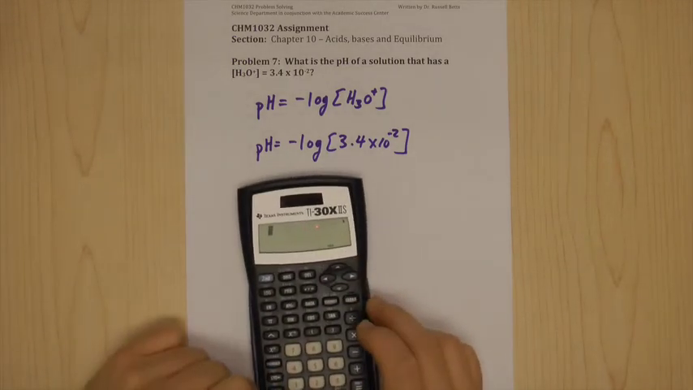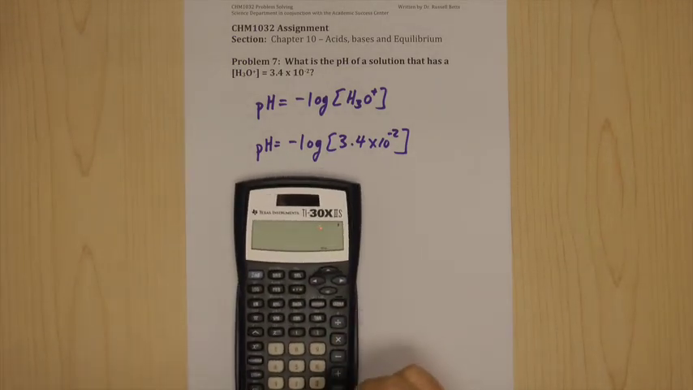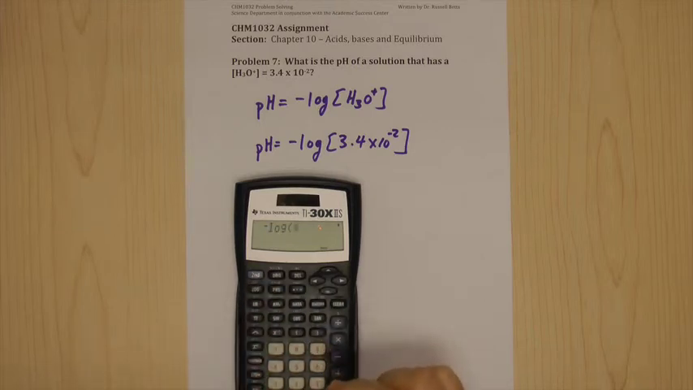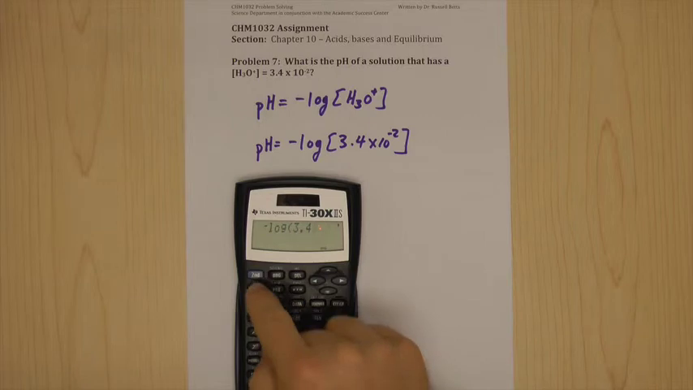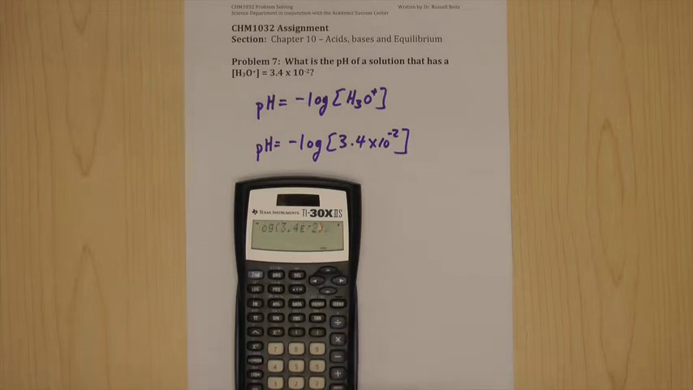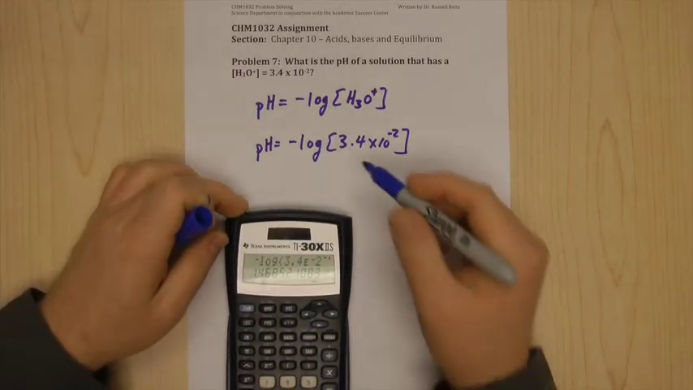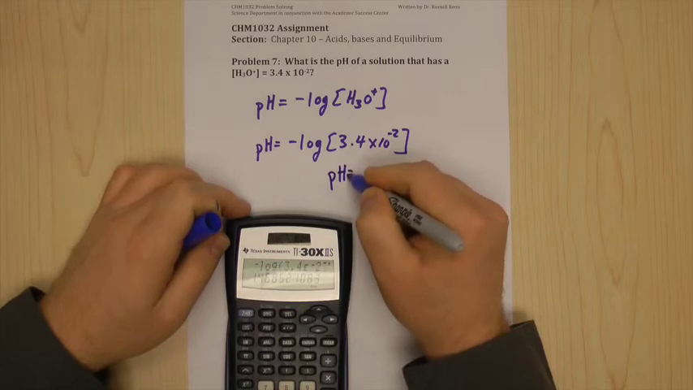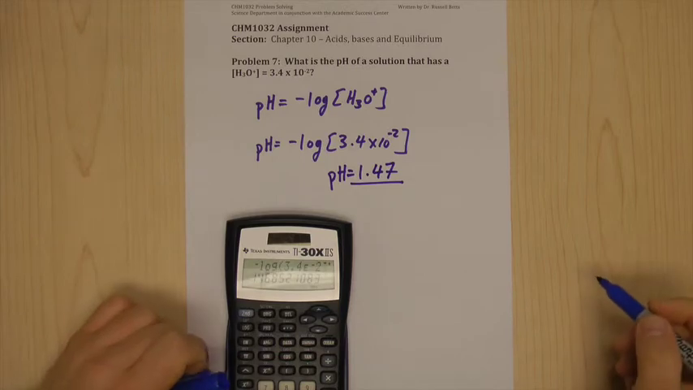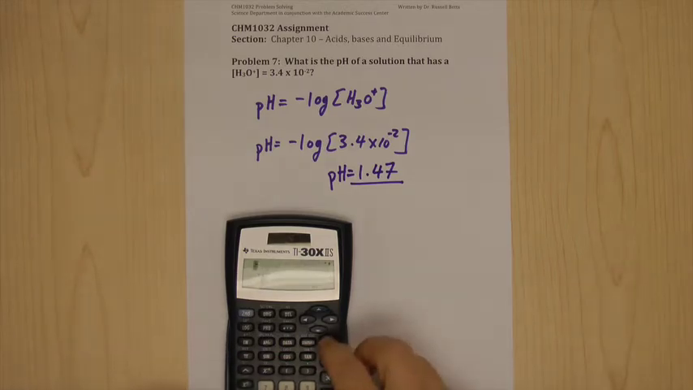All right, on this particular brand, you would hit negative, find the log button, hit log, 3.4. Now, on this one, you hit second function to get the EE expression, E, negative 2, close parentheses, equal. 1.4685, and so on. So the answer here would be 1.47.